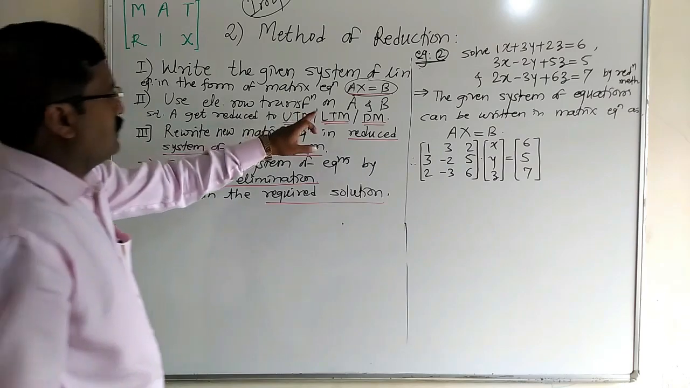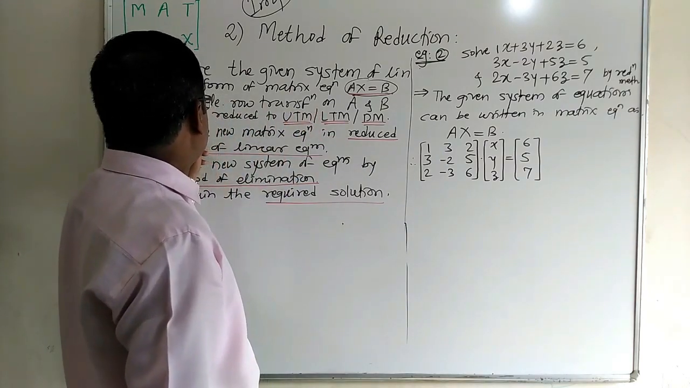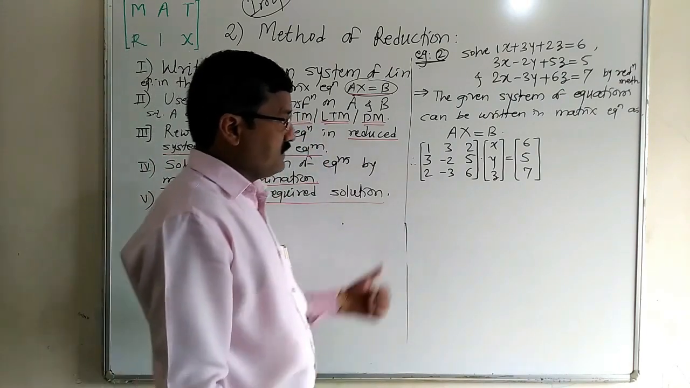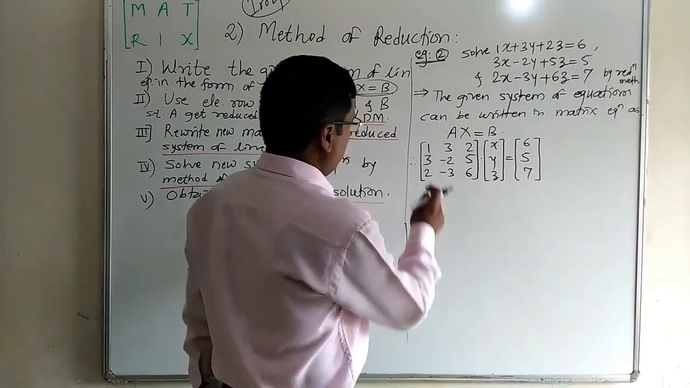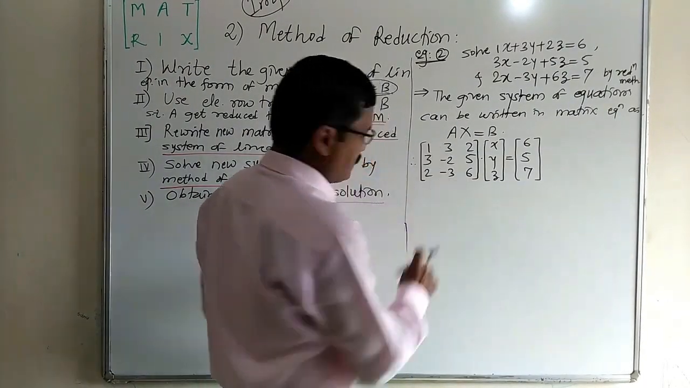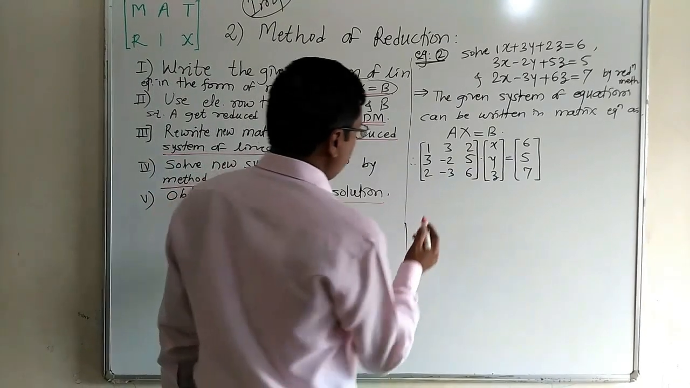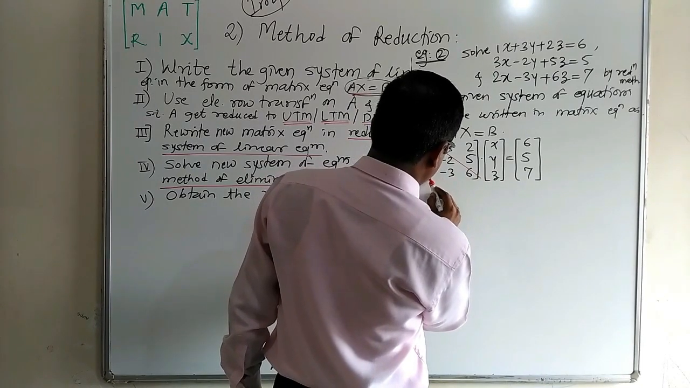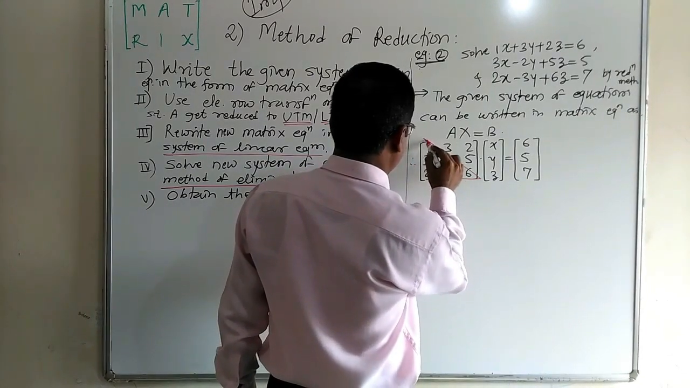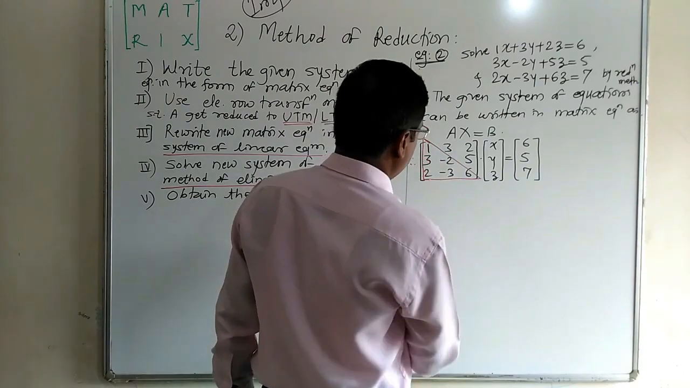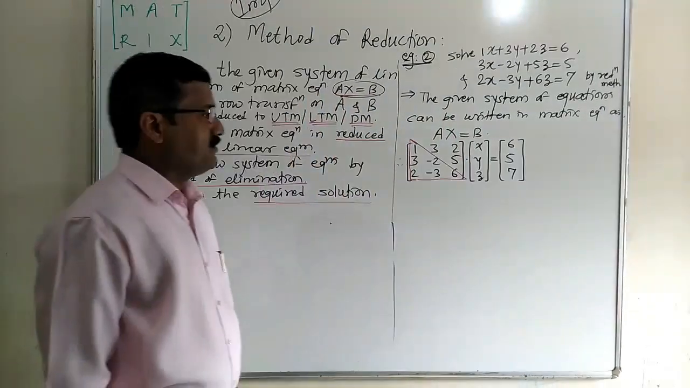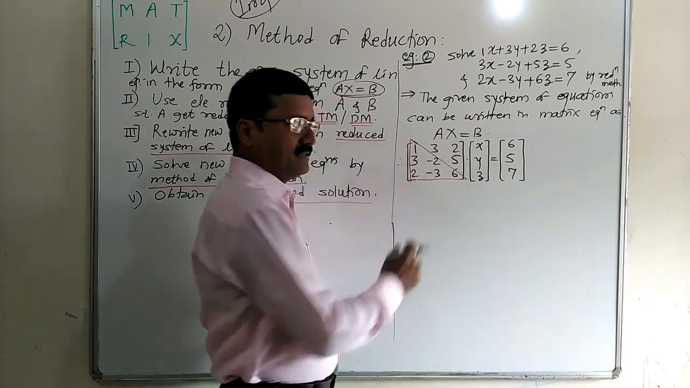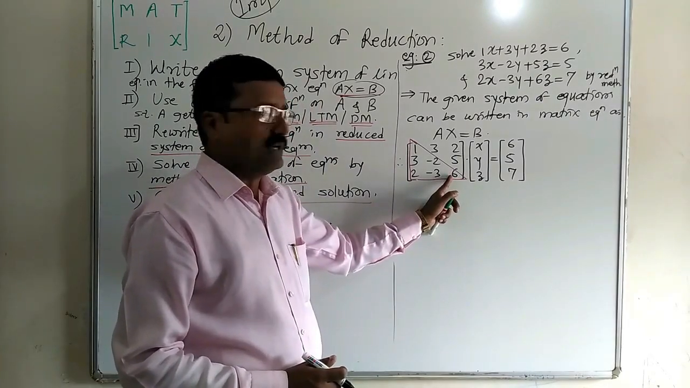In the second step, we will convert or transform this matrix A to an upper triangular matrix or lower triangular matrix. I will convert this into a lower triangular matrix. Lower triangular means the triangle will be at this position, so we will make these 3 elements zeros. For making these 3 elements 0, we will convert the last element 6 into 1.